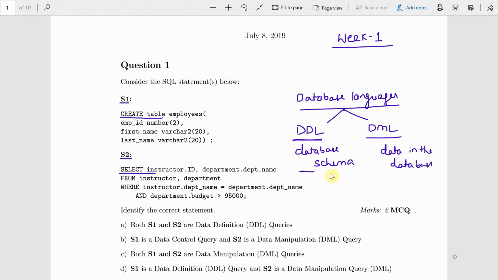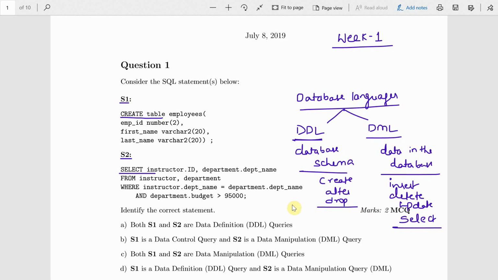Data in the database. So the commands that come under DDL are create, alter, drop. These all come under data definition language. Data manipulation language: insert, delete, update, and select also come under data manipulation language. Now see, S1 is a create table. It means S1 comes under data definition language. S2 is select, so it comes under data manipulation language.